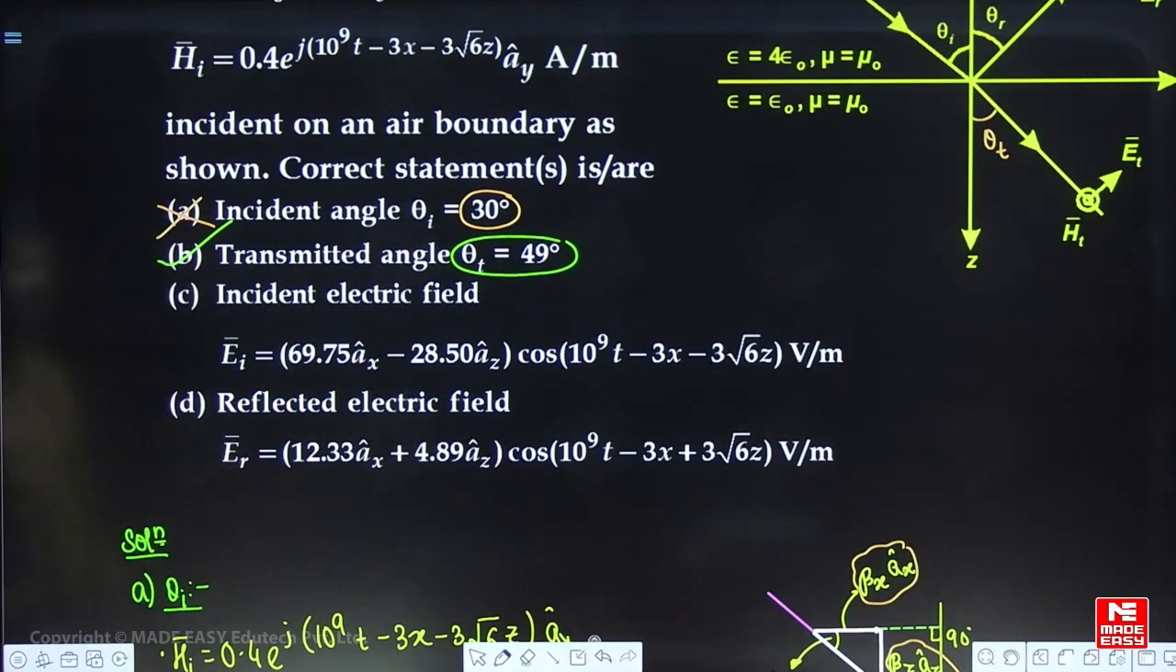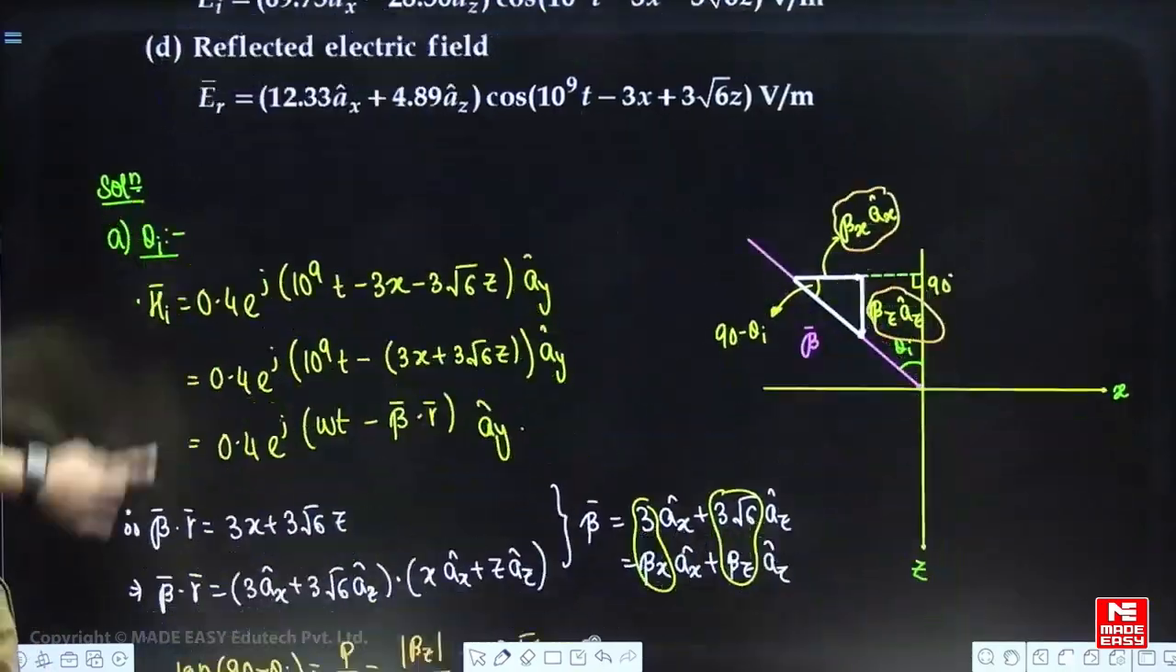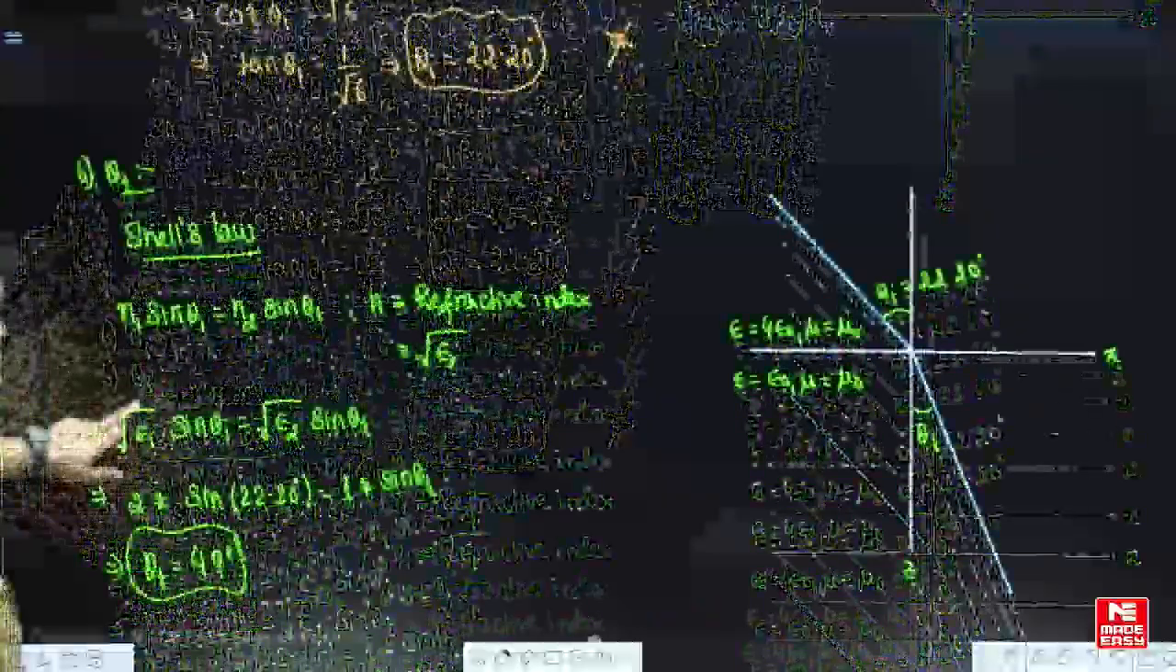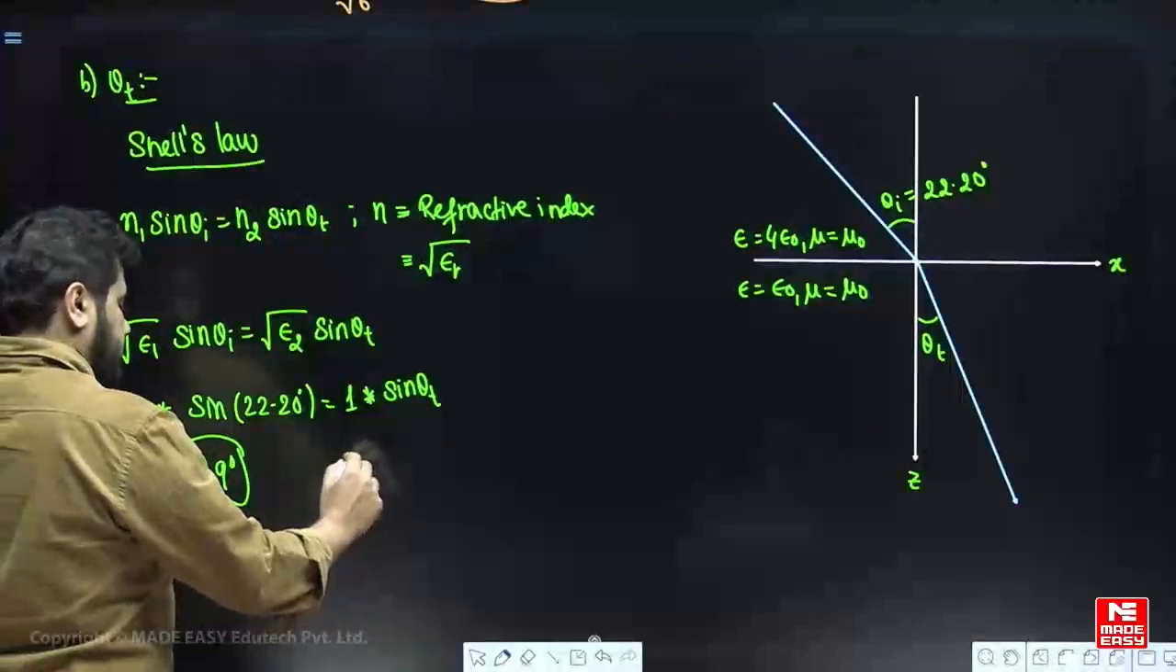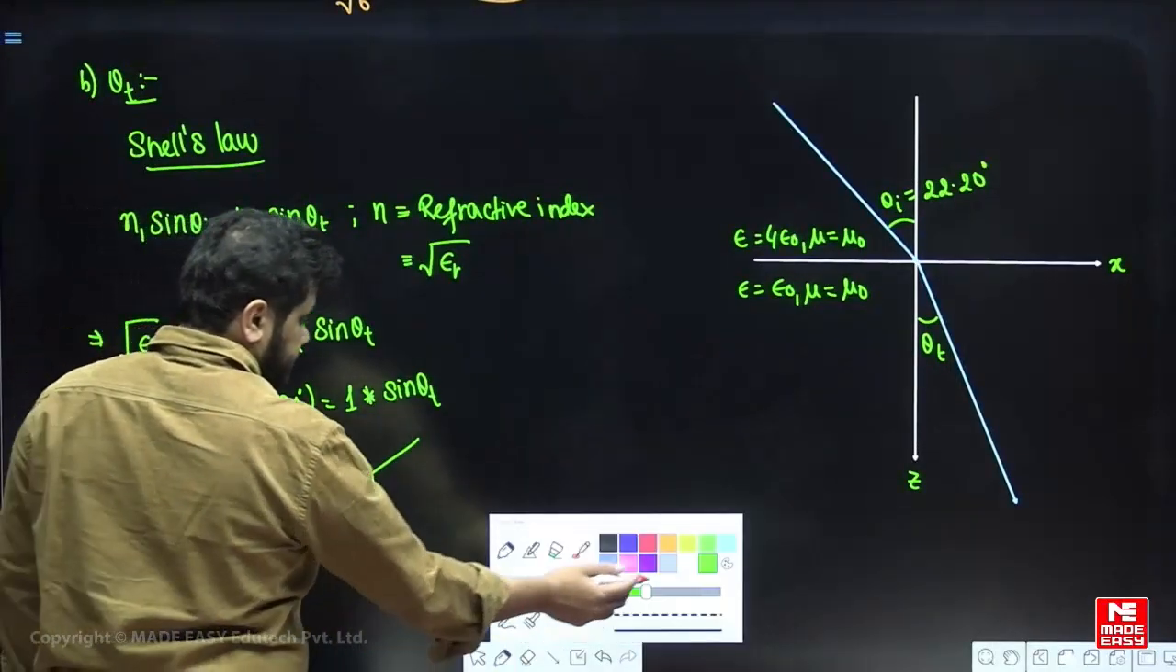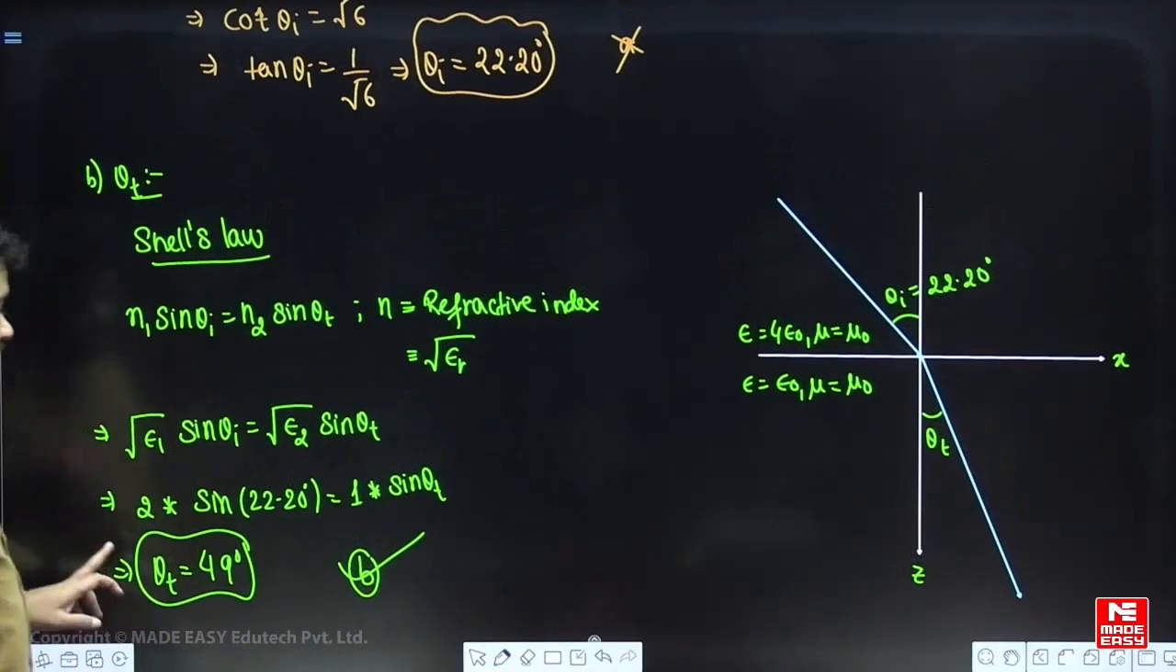Transmitted angle theta t is how much? 49 degree. So I can say that option B is correct, right? Option B is correct.